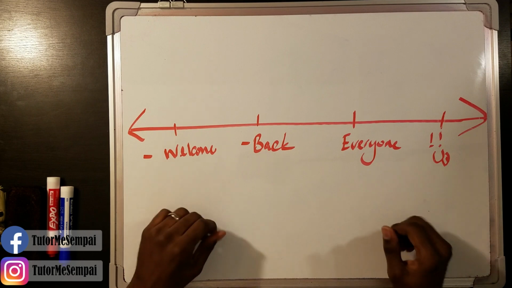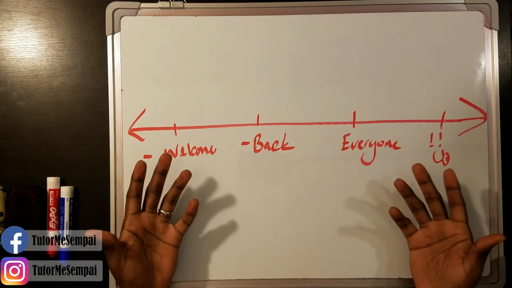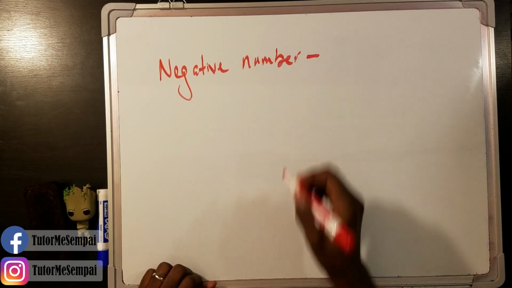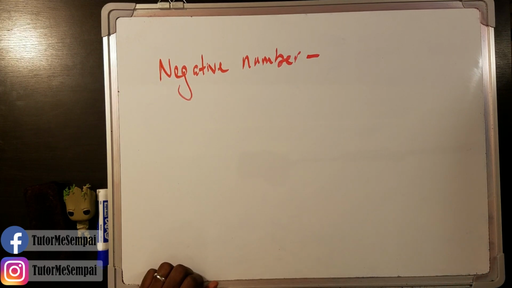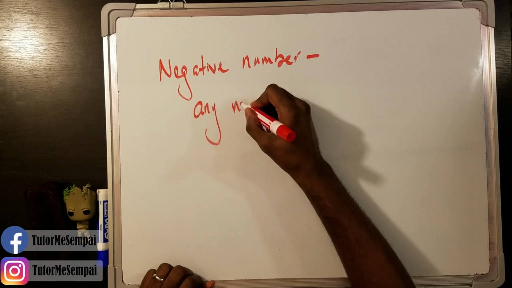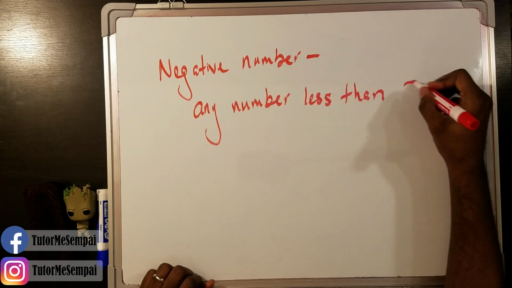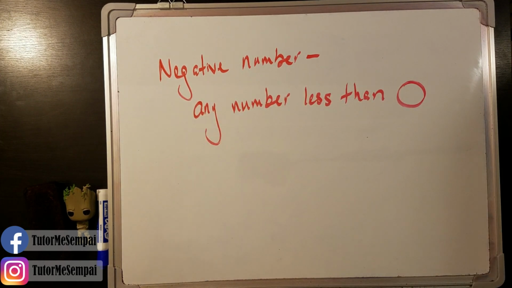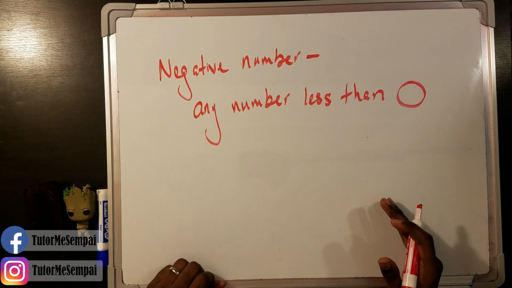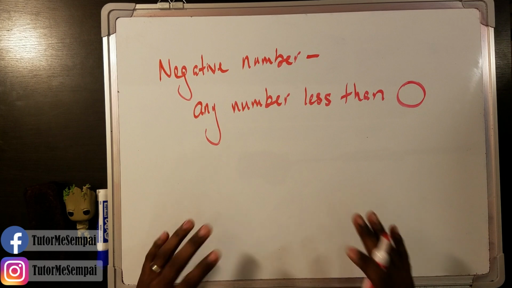Well, without further ado, let's talk a little bit more about negative numbers. So when talking about negative numbers, the first thing you need to know is, what is a negative number? Well, a negative number is just going to be any number that's less than 0. So as long as a number is less than 0, we consider that a negative number. Now you might be asking, how can a number be less than 0?